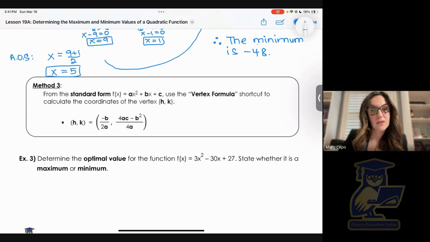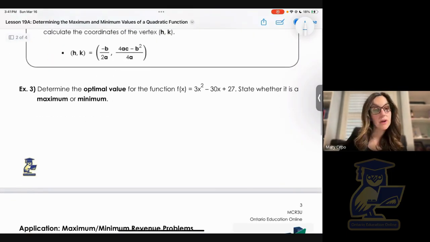Once we identify those, if you wanted to figure out the vertex very quickly, the x value of the vertex is always negative b divided by 2a, and the y value of the vertex is always 4ac minus b squared all over 4a. Now, using that method, let's figure out the coordinates of the vertex. And again, based on our a value, whether it's opening upward or downward, and it is positive, we know we're going to have a minimum. Okay, so let's figure out what that minimum is. And the minimum value, or maximum value, is always the y value of the vertex.